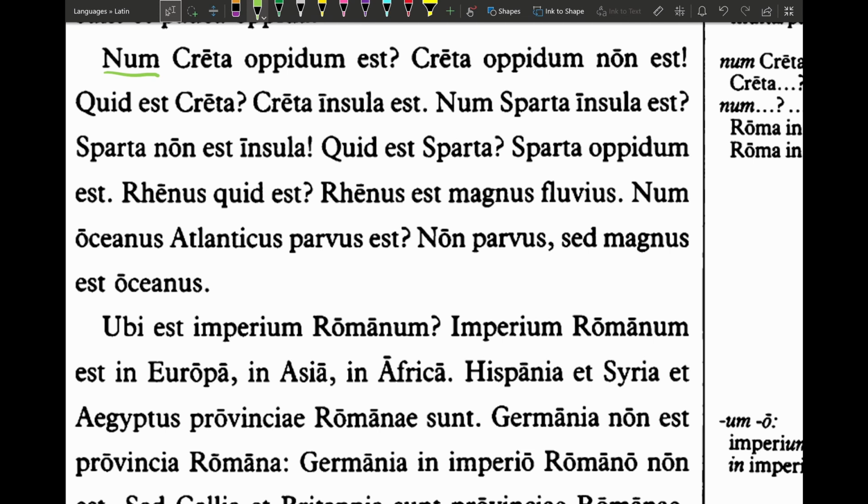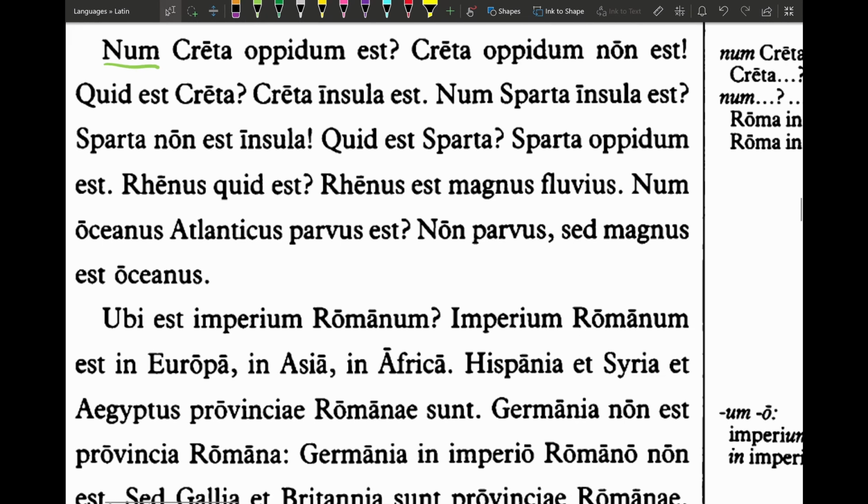So it says, Creta oppidum non est. Notice right here, the response has this negative in it. Every time you see num, the response will be in the negative. Okay? It will be in the negative. So I hope that's been helpful. Okay? That's all we're really going to talk about with num. There's not a whole lot to say about it.